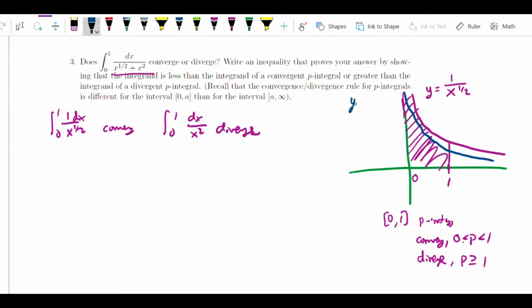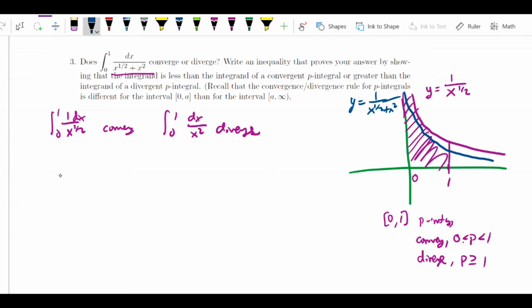So that means that this is y equals 1 over x to the 1/2 plus x squared. What we know is that if the integral of the purple curve converges, then anything that's less than that but still positive also has to converge. That just makes sense: if everything under the purple curve adds up to a finite number, then certainly everything under the blue curve also has to add up to a finite number. So the correct argument goes like this.